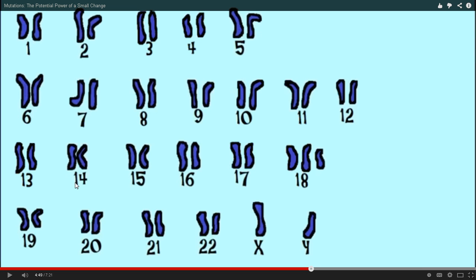Where's the problem at in this karyotype? Yeah. Well, there's 22 pairs, but then that 23rd pair is your sex chromosome set. That's fine. What do you see that's wrong? 18. So what would you call that? That's trisomy 18. Trisomy 21 is Down syndrome, right? Yeah. Trisomy 18, I had to look this up.